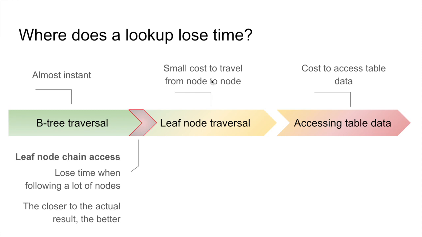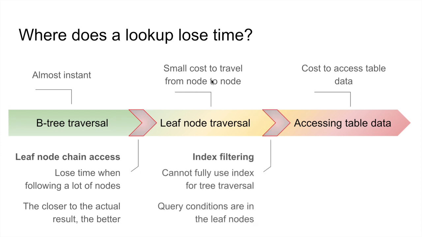The second point where a lookup might lose time is during the second step, during leaf node traversal. Imagine you have a composite index, but you can only use the first part to traverse the index tree. The second part of the index is actually a query condition, but for some reason you cannot use the second part to traverse the index tree. In that case, the lookup needs to take an extra step, which is called index filtering. It takes this index information, which is in the leaf nodes, and uses it to validate query conditions and to filter out results.